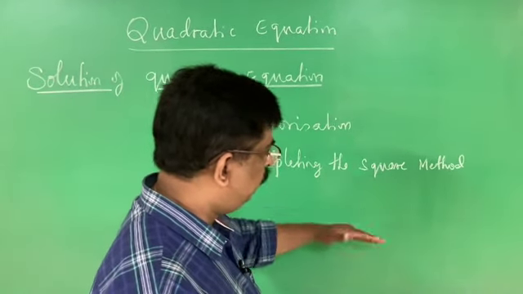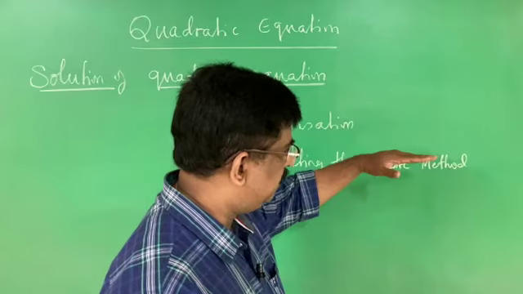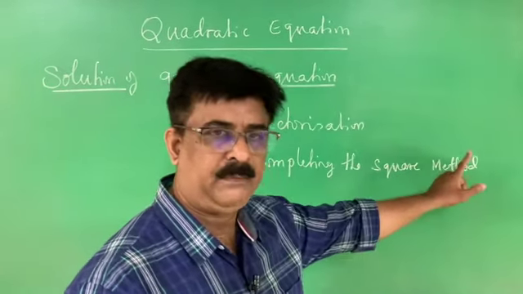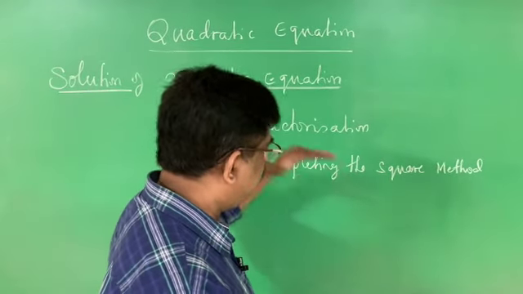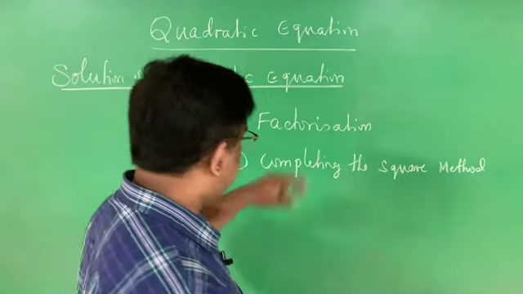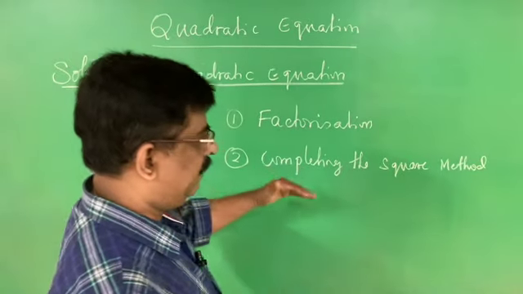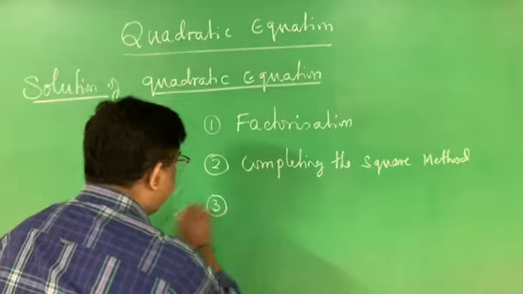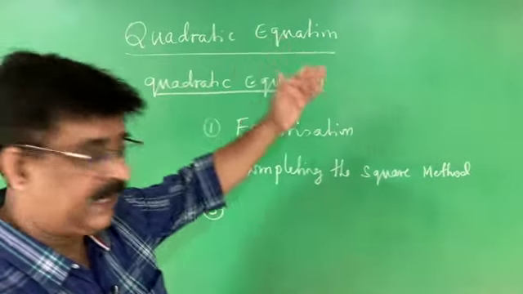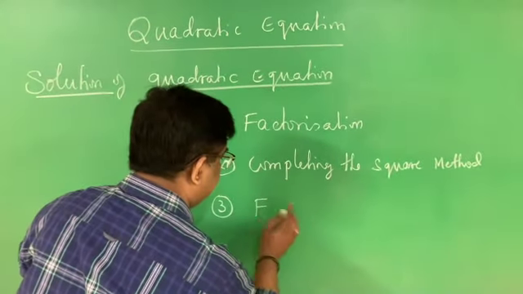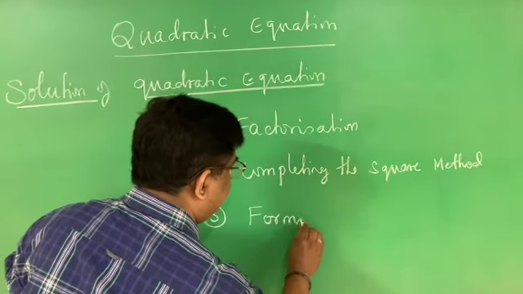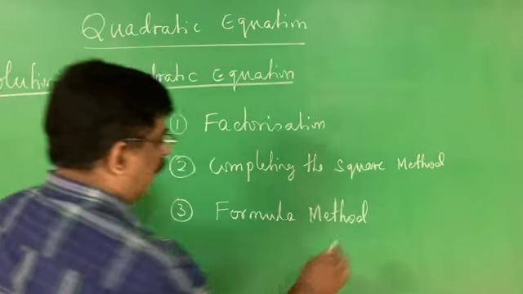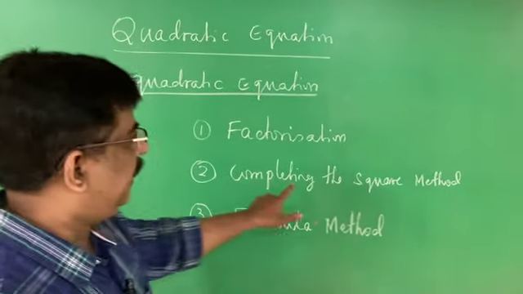Even though they have removed this part in the syllabus, I am going to solve the problem based on completing the square method, keeping your future in mind, right? The third method: by the completing the square method, we can derive the formula for the roots of the quadratic equation. Therefore, the third method is called the formula method. The formula is derived by the completing the square method.